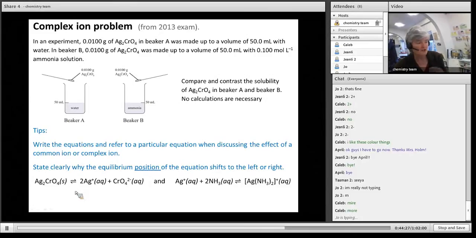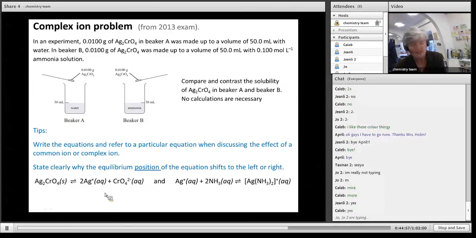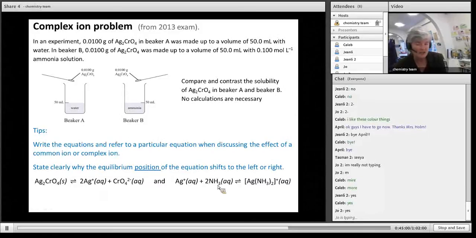So write your equations down, call them equation 1 and equation 2, if you find that easier to refer to, and then say equation 1 happens in both beakers, but in beaker B the silver ions react further, as shown in equation 2, and so the equilibrium position of equation 1 will be shifting to the right to try and replace those silver ions that are complexing with the ammonia. Can you see the explanation? So equations are really important. Write your equations down and then explain it.